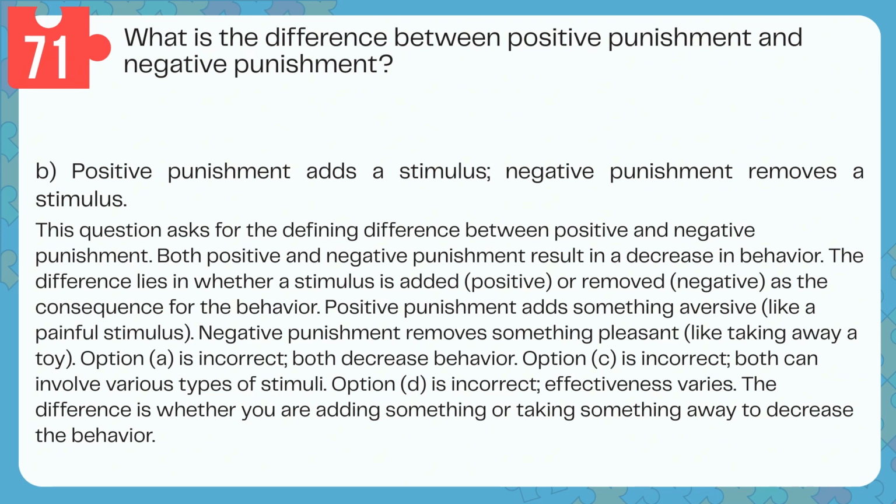Positive punishment adds something aversive, like a painful stimulus. Negative punishment removes something pleasant, like taking away a toy. Option A is incorrect. Both decrease behavior. Option C is incorrect. Both can involve various types of stimuli. Option D is incorrect. Effectiveness varies. The difference is whether you are adding something or taking something away to decrease the behavior.